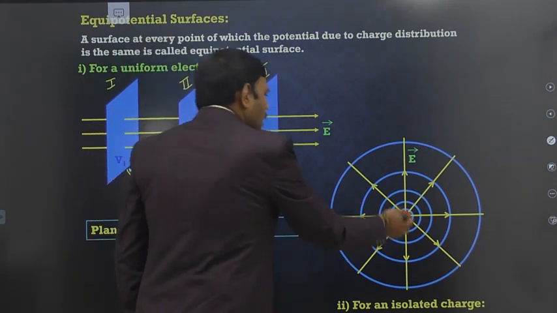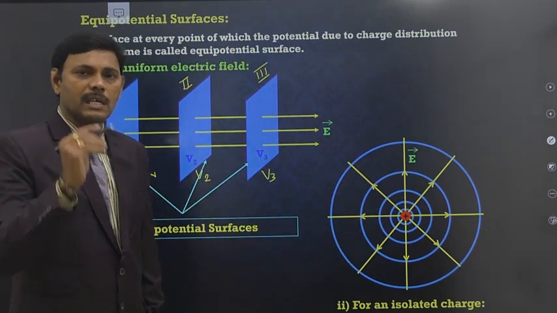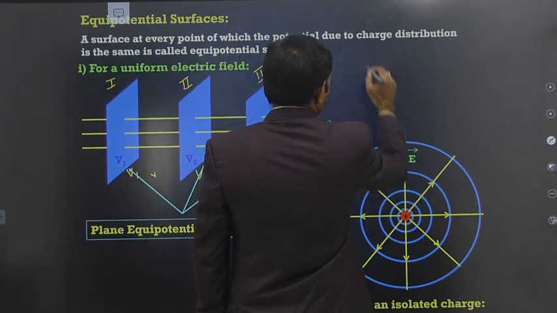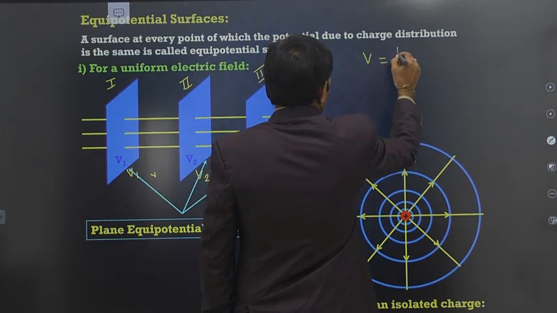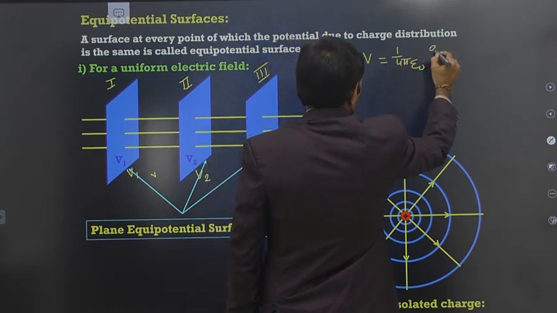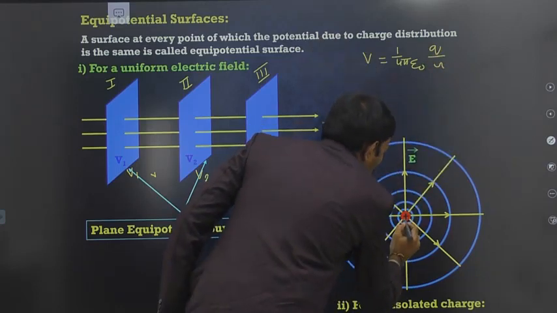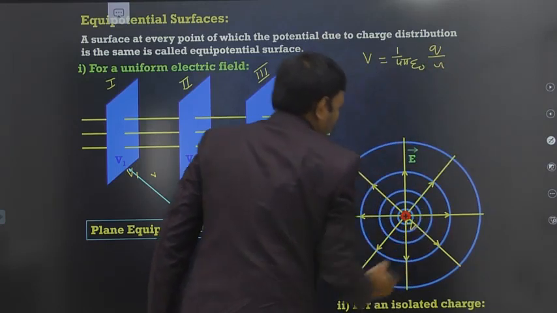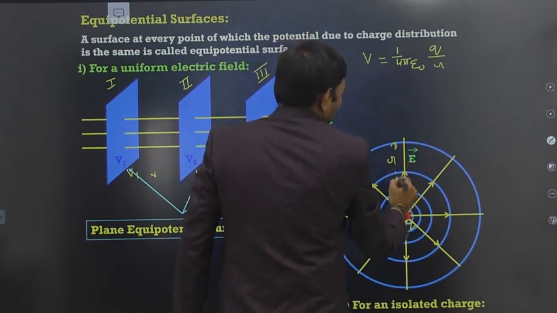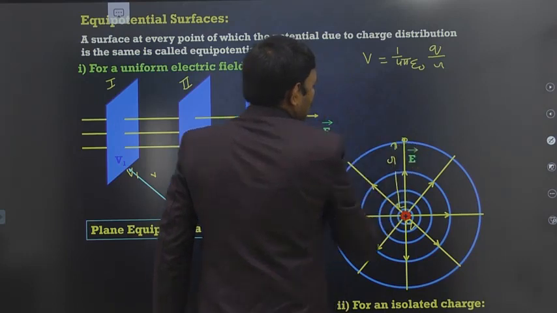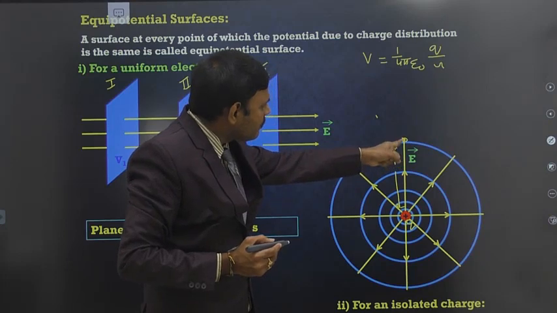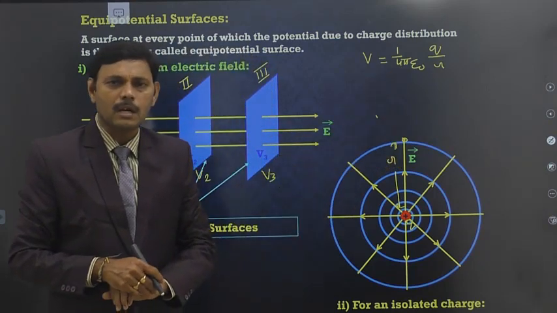So each and every concentric sphere itself is an equipotential surface, because potential due to a positive charge at some distance is given by 1 by 4 pi epsilon naught q by r. Let us consider we kept charge q at the center and consider the surface of a sphere of radius r. Then at this point, potential due to this positive charge at distance r, that is on the surface of the sphere, is 1 by 4 pi epsilon naught q by r.